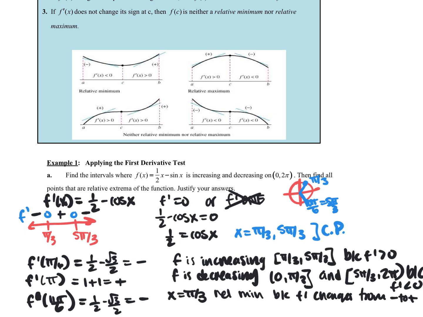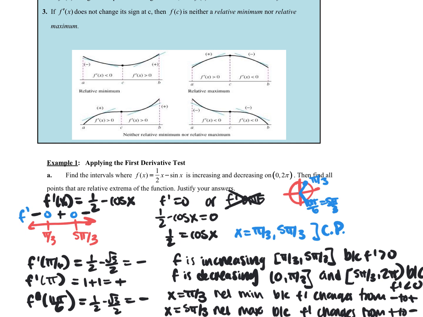You're going to be so tired of writing these justifications by the time you're done. I'm going to be like, yes, you're not going to miss this on the AP test. And max at 5 pi over 3, because f prime changes from positive to negative.